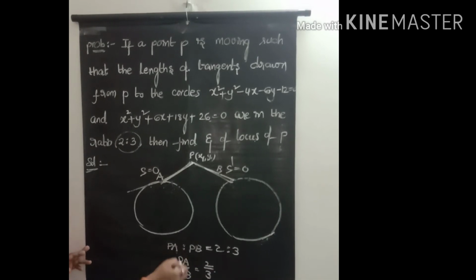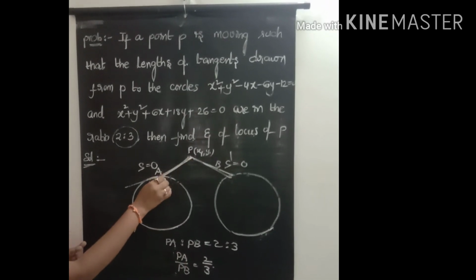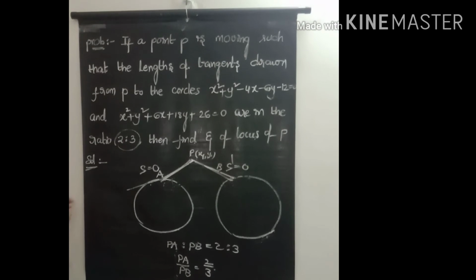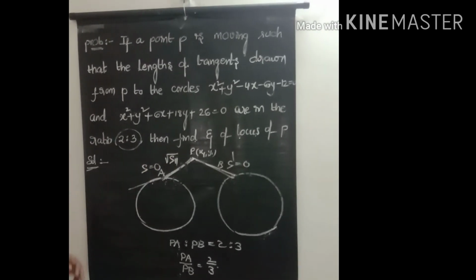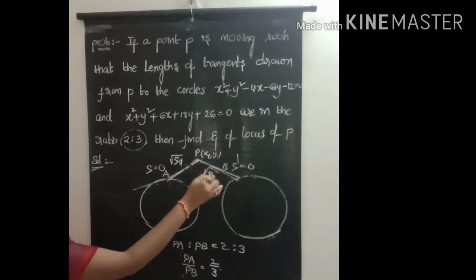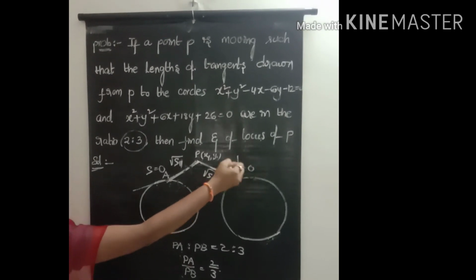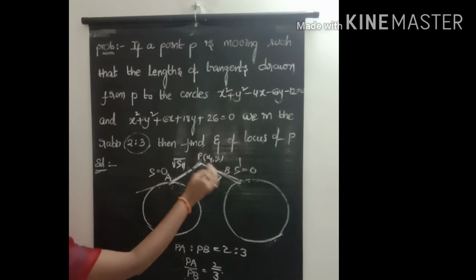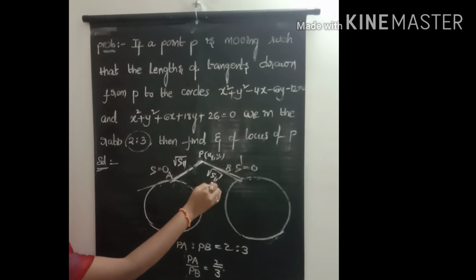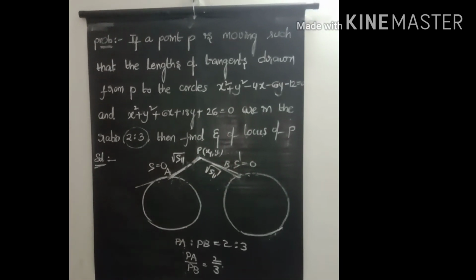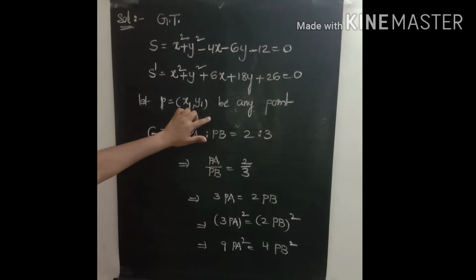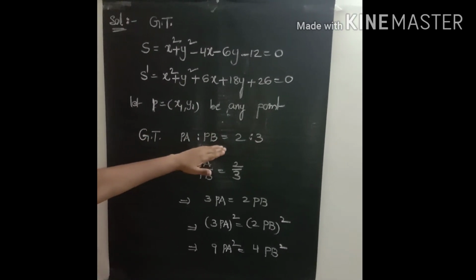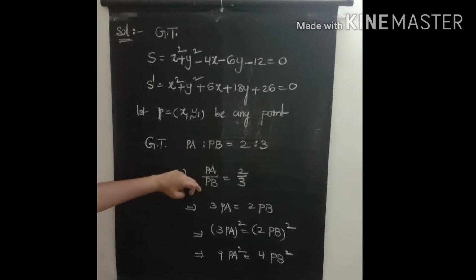Now, what are the PA, PB values? PA is equal to the length of the tangent. What is the length of the tangent formula? Root S11. So PA equals root S11, and PB equals root S11 dash, since here the circle is S dash equals 0. Let S, S dash be two circles, P equals (x1, y1) be any point, and given condition PA is to PB equals 2:3, that is PA by PB equals 2/3.